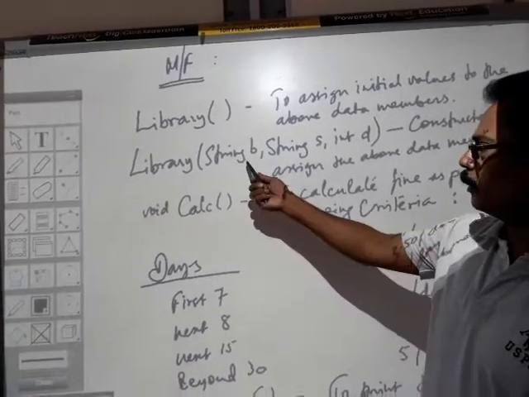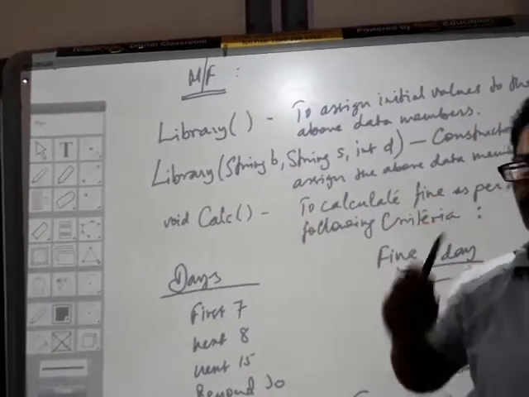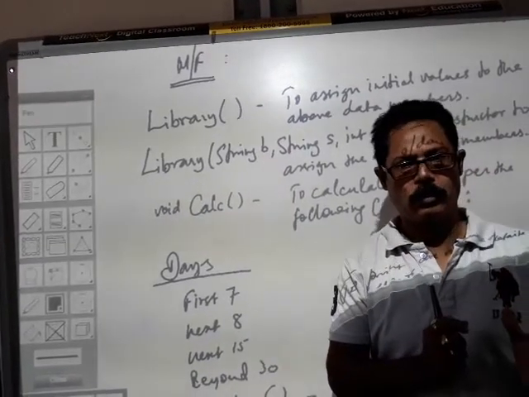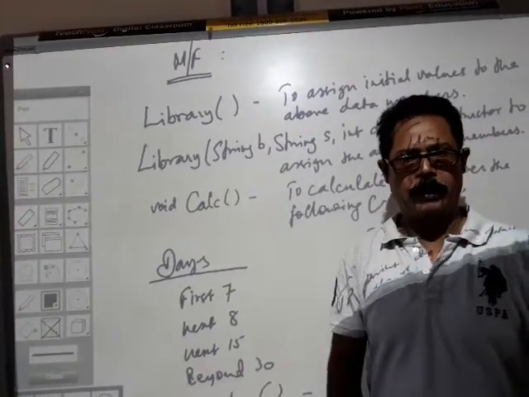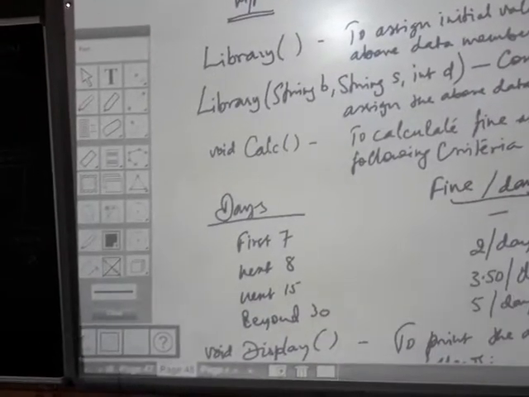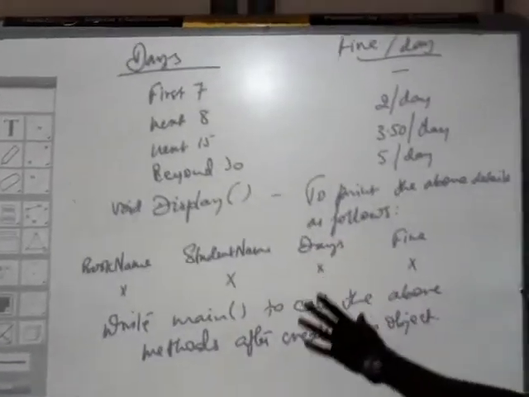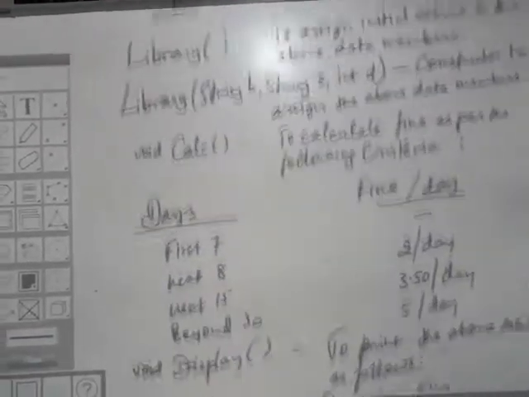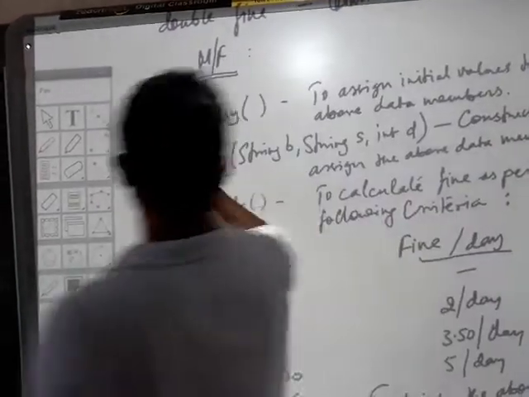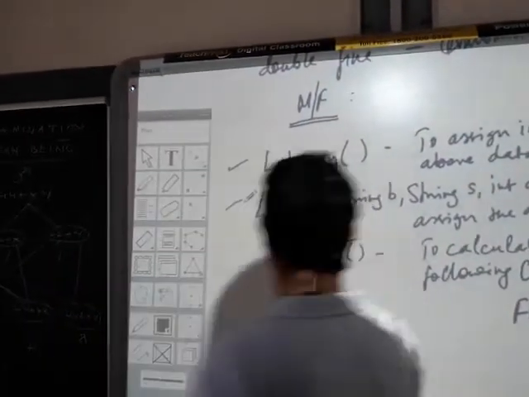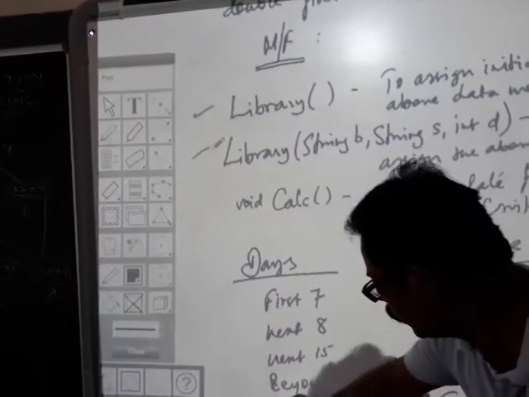Whenever there is a parameterized constructor, the constructor will be invoked implicitly from the main method. So let's see. Now this is the question that we have. The same question, there is no change. The only changes that we have are out here. These are the two changes that we have. So let's see the changes now.